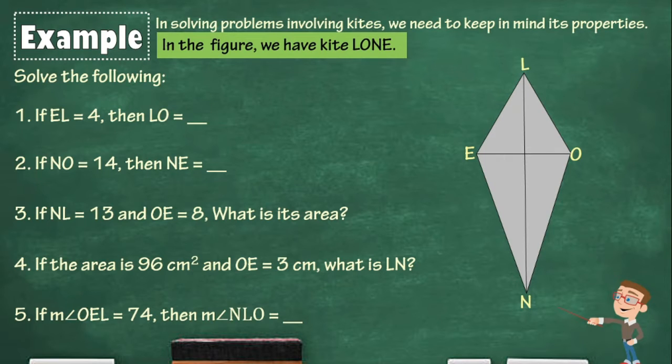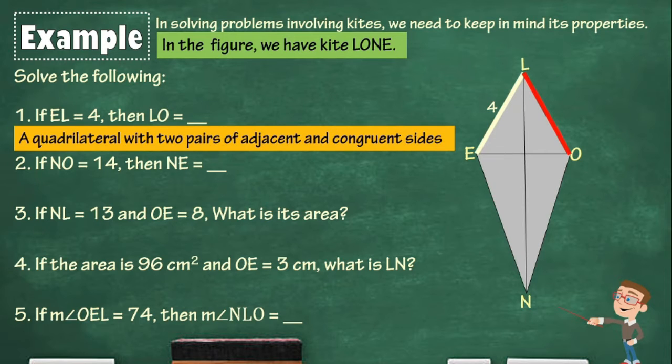If EL is equal to 4, then LO is equal to blank. EL is given, which is 4 units, and we are asked to solve for LO. The property that can be used is that a kite is a quadrilateral with two pairs of adjacent and congruent sides. So that means EL is congruent to LO. With that, LO will be equal to 4 also.